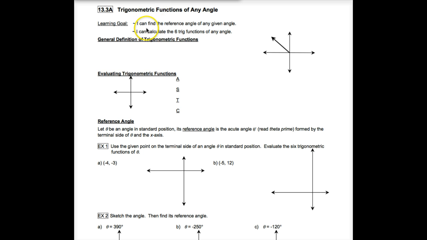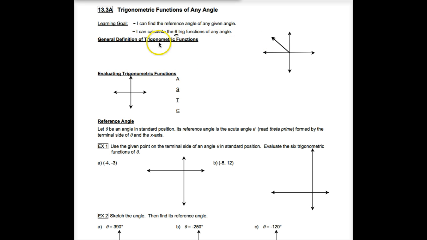So, two learning goals for today. First, we need to be able to find what's called a reference angle of any given angle. Then, once we have found that, we're going to be able to calculate the 6 trig functions. So not just sine, cosine, tangent. Remember, we now know 6 trig functions.